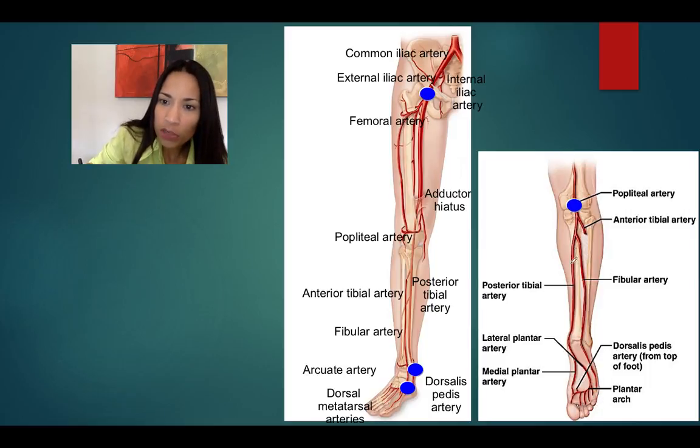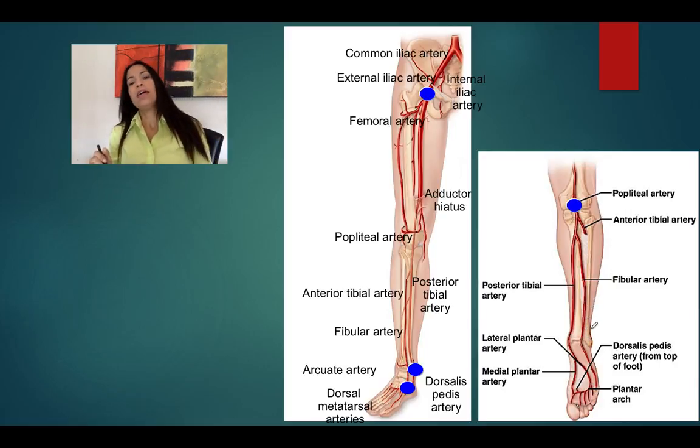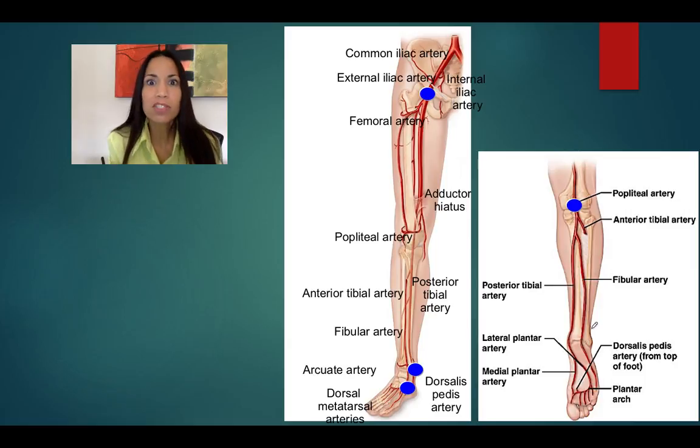Now, this posterior tibial artery gives off one important long branch, which is the fibular artery. That is a lateral artery that supplies all the lateral muscle compartments of your leg. And that's it. Let's leave it like that. Okay? We have described all the major arteries of the lower limbs.